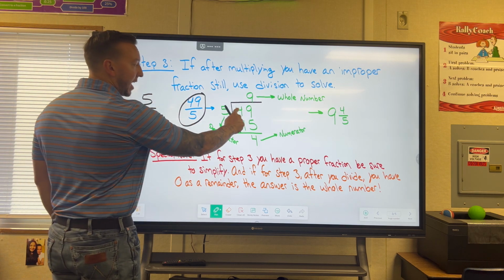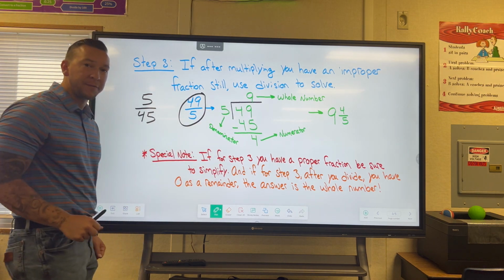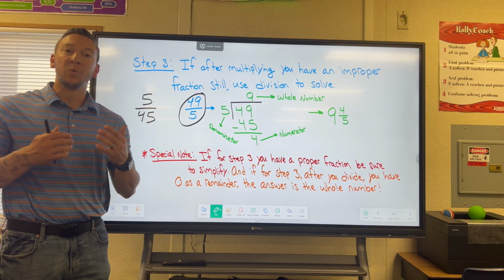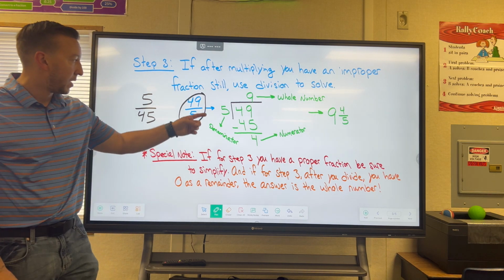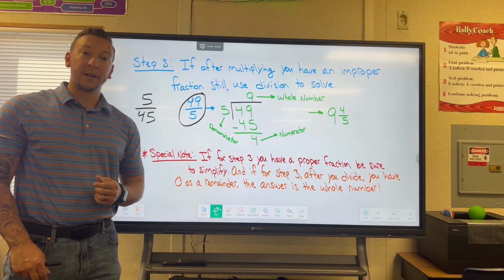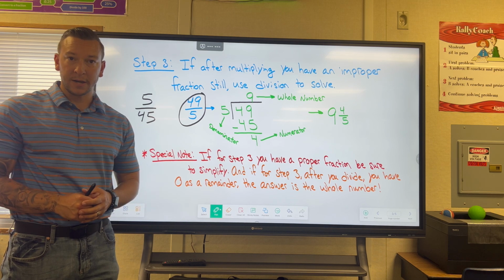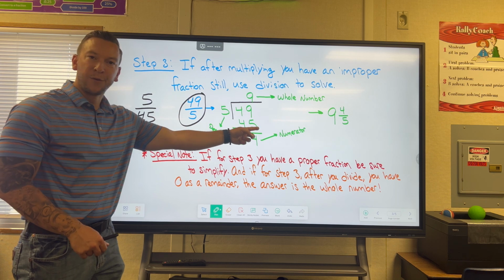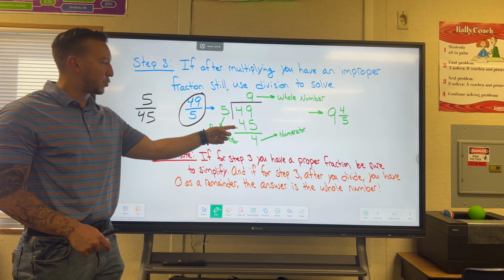You can see here I have my 49 and my 5. Now this is where knowing your basic division and multiplication skills will really come in handy. So I have to ask myself, how many times can 5 go into 49 without getting bigger than 49? Well, I know that 9 times 5 is 45. So I'm going to put that right there and subtract.